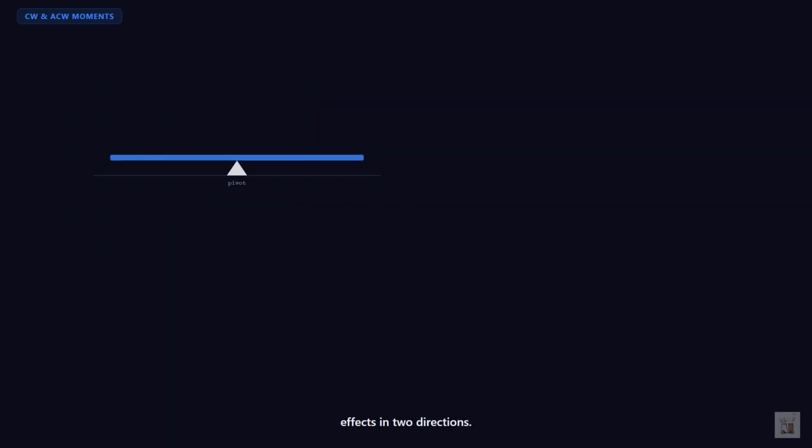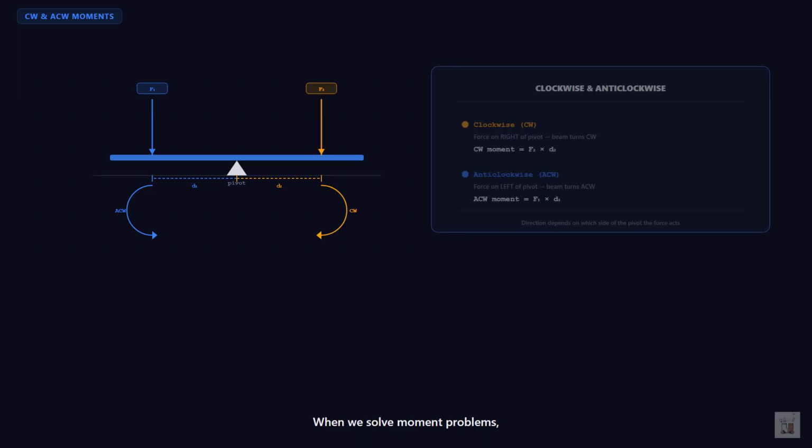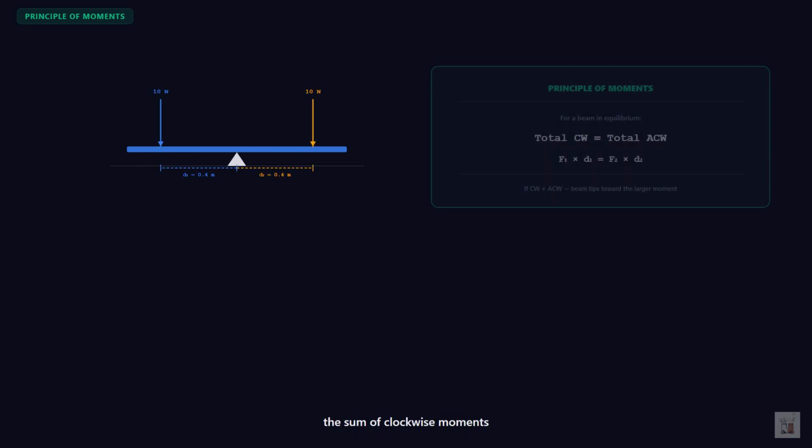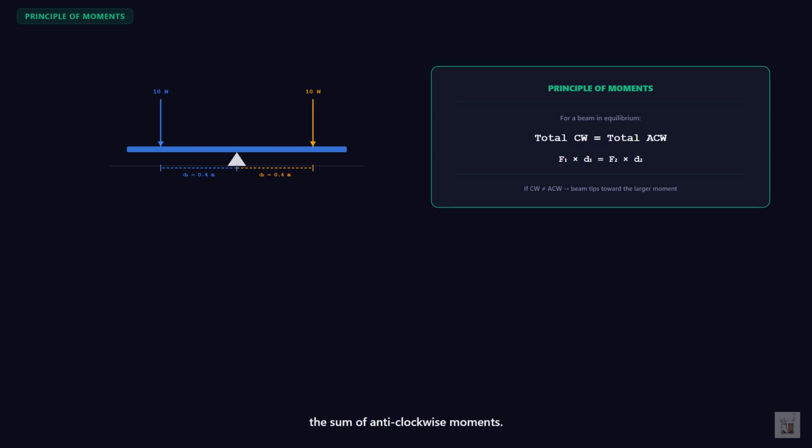Forces can create turning effects in two directions. A clockwise moment turns in the same direction as clock hands. An anticlockwise moment turns the opposite way. When we solve moment problems, we always label which direction each force turns about the pivot. The principle of moments states that for a body in equilibrium, the sum of clockwise moments about any point equals the sum of anticlockwise moments.